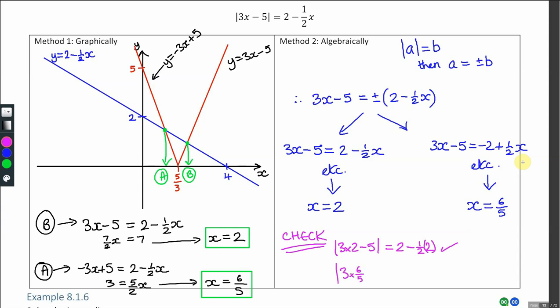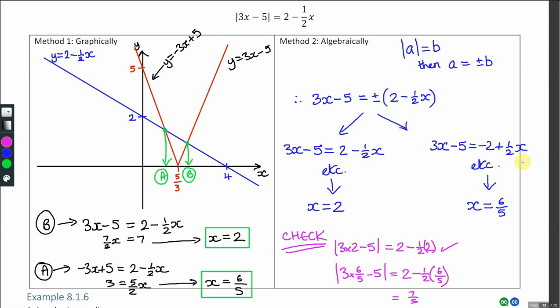Let's try it now with the other value, 6/5. We already know it's going to work because we've seen the graph. But let's just run through it. On the left hand side, we've got 3 times 6/5, take away 5, which is 18 over 5, take away 15 over 5, which is 3 over 5. When you mod that, you've still got 3 over 5. On the right hand side, we've got 2 take half of 6/5, which is 2 take away 3/5, which is 10/5 take away 3/5, which is 7/5. I've made a mistake somewhere.